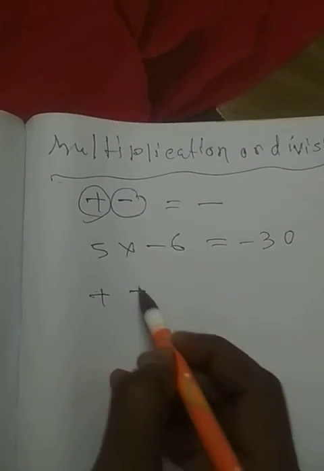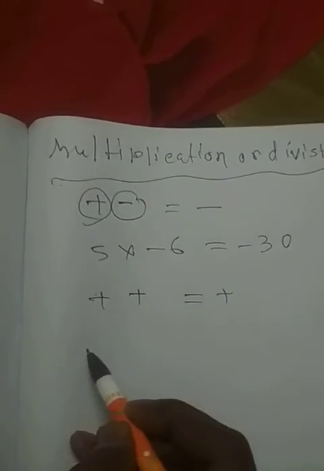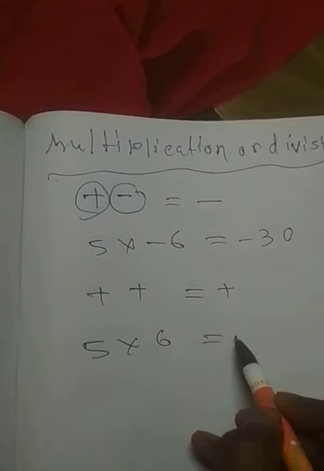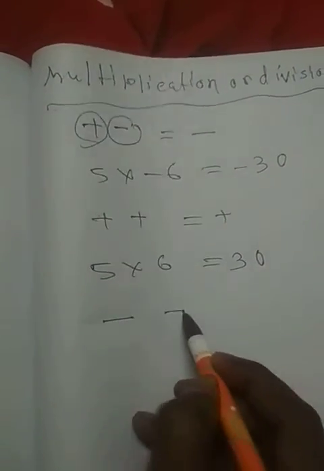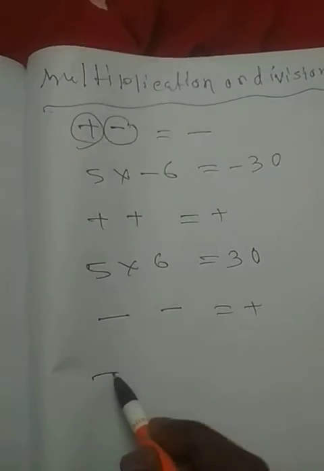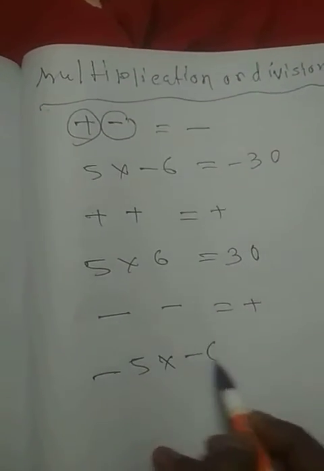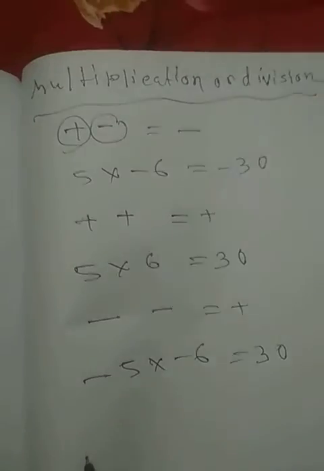If the two terms are both plus, the result will be plus. Like 5 into 6, both are positive numbers, so the result will be plus 30. If both are minus, the result will be plus. Like minus 5 into minus 6 equals plus 30.